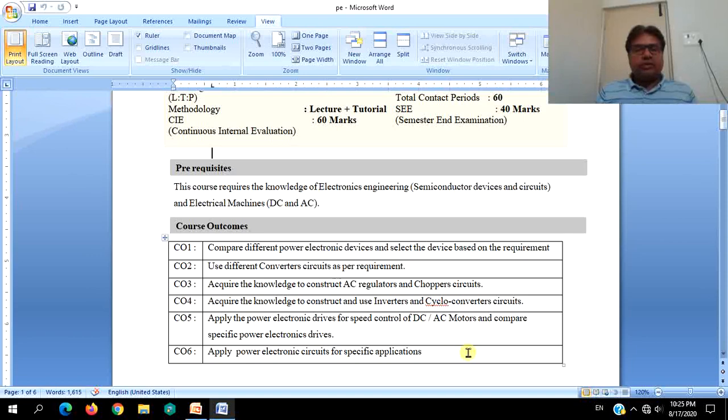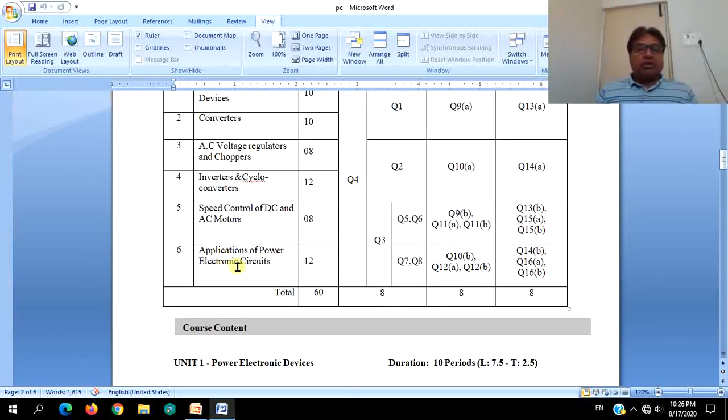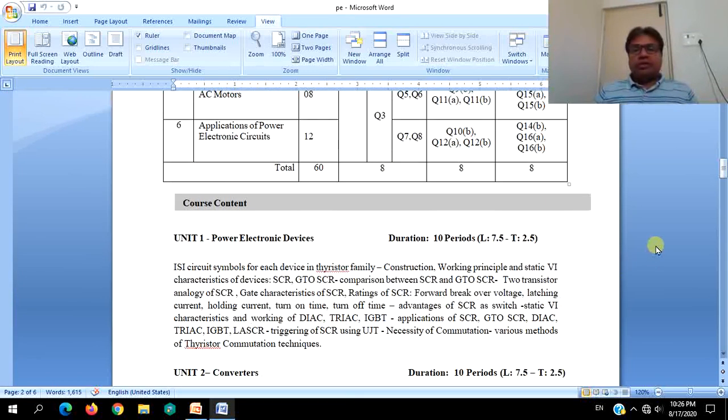From this session we will be discussing particularly the applications of power electronic devices to design or use different types of circuits for specific applications. So the course objective of the 6th unit is to apply power electronic circuits for specific applications. These are the actual things which we are going to discuss, that is, applications of power electronic circuits.